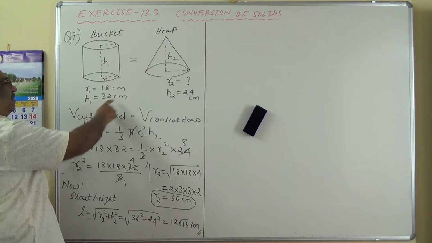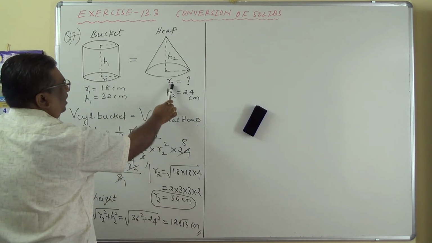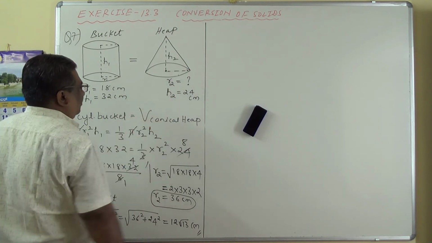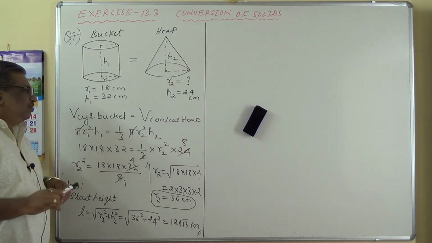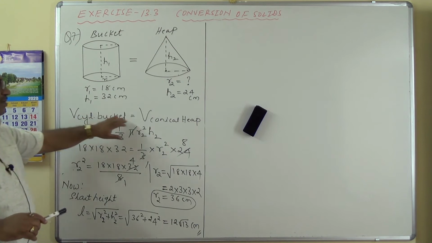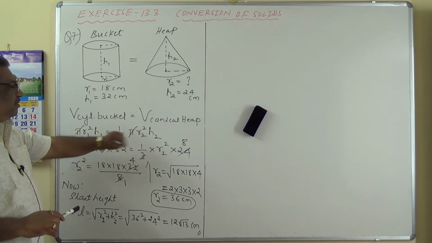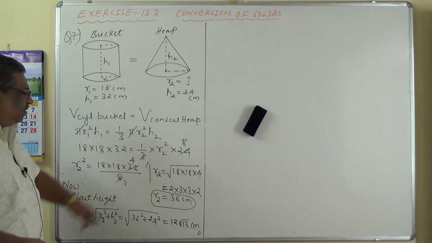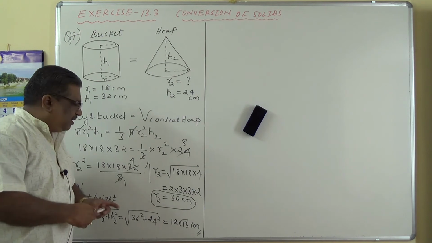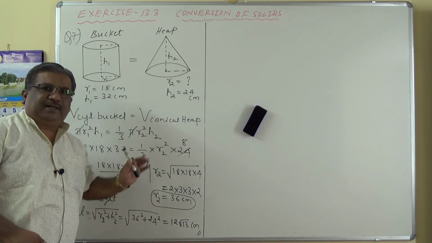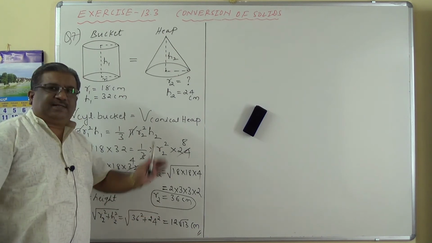So R1, H1, R2, H2 are the dimensions: 18 centimeter, 32 centimeter here, and R2 we have to find out, where H2 is given as 24 centimeter. In order to find this, volume needs to be equated straight away. It's a simple question. Volume of the cylindrical bucket is volume of the conical heap. So pi R1 square H1 is equal to 1/3 pi R2 square H2. Substitute the values over here. Finally you get the radius R2 as 36 centimeter. That is, radius of the conical heap of the sand formed is 36 centimeter.